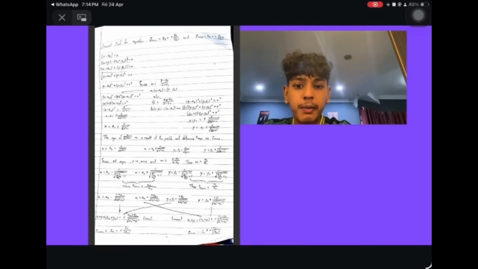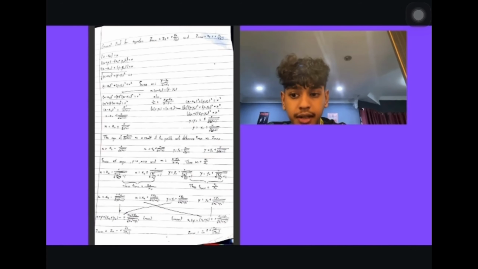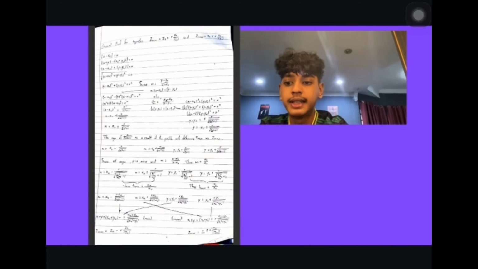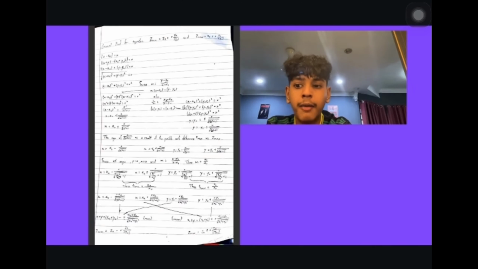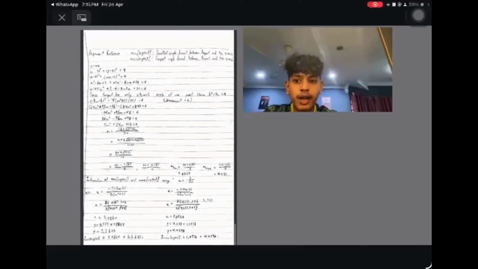Now I will explain the general proof for the formulas of the minimum and maximum points on the circle. We start with our equation: modulus of z minus the center of the circle equals r. This represents a circle with center z0 and radius r. We let z equal x plus yi and z0 be x0 plus y0i. Substituting into the equation gives the Cartesian form of the circle, (x minus x0) squared plus (y minus y0) squared equals r squared.